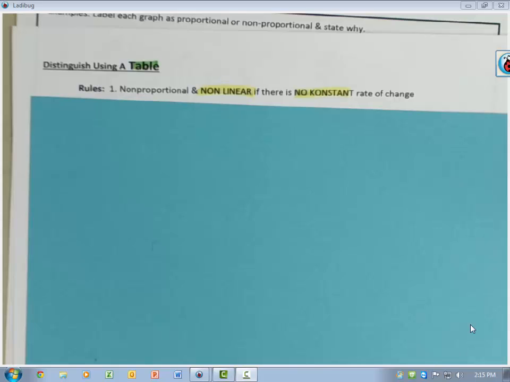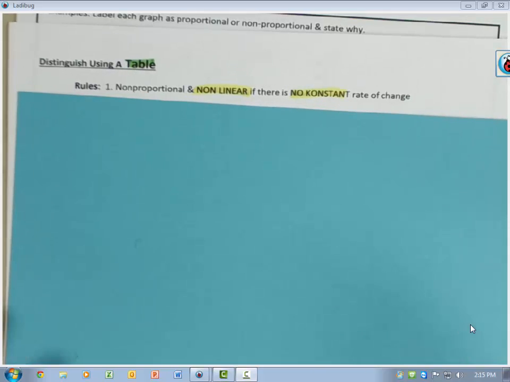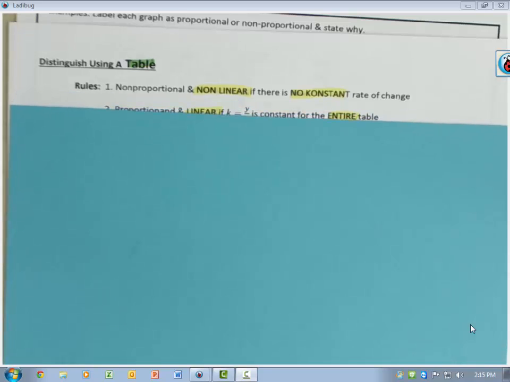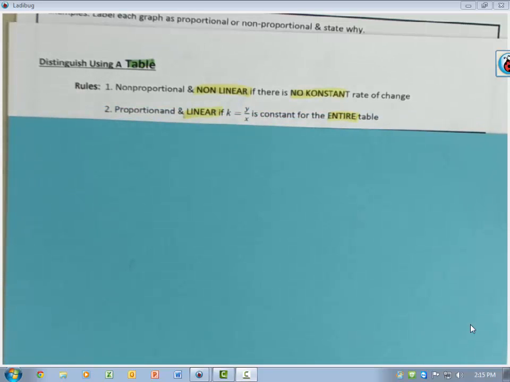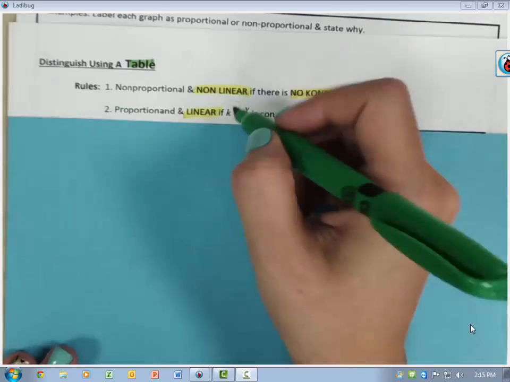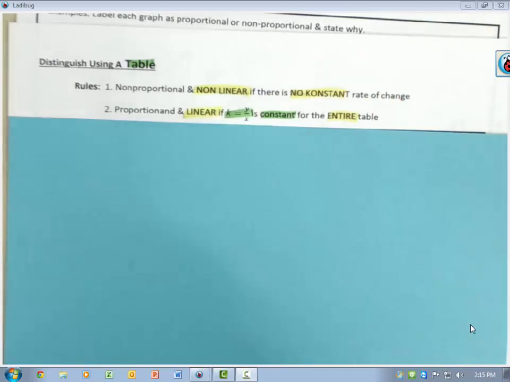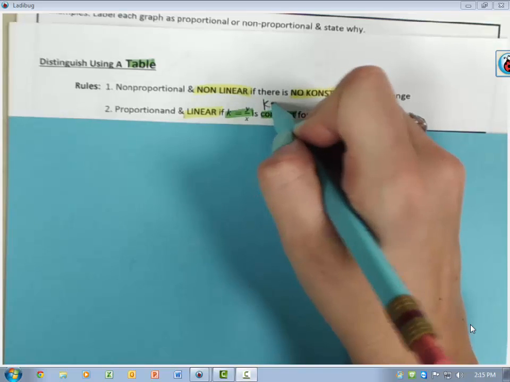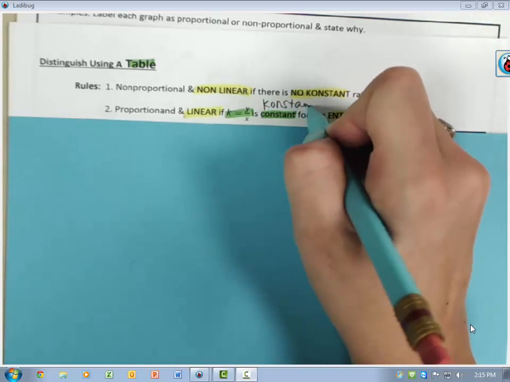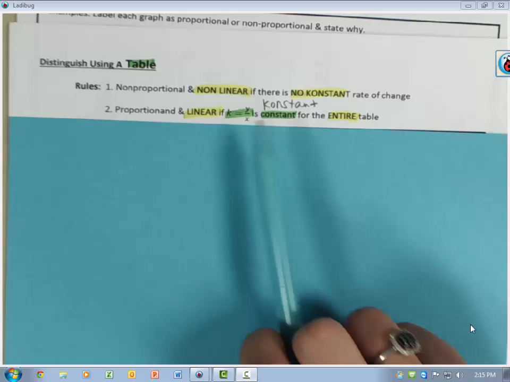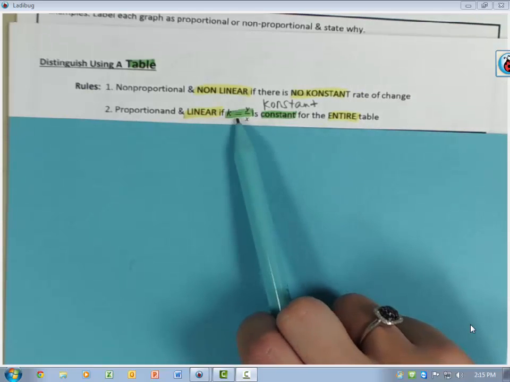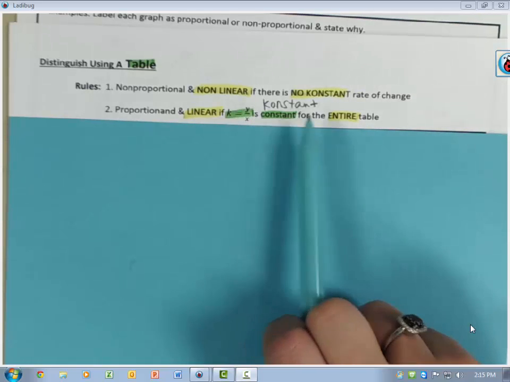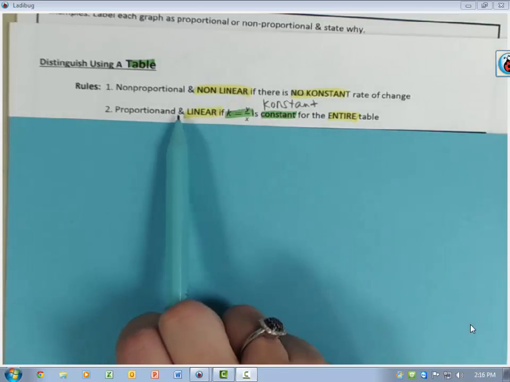Again, if it's non-proportional and non-linear, there's no constant rate of change. So if it's non-proportional, non-linear, all that means is there will not be a constant rate of change. A proportional and linear relationship, remember you write the constant with a K, so if K is equal to Y divided by X is constant for the entire table, then it's proportional and it's linear.